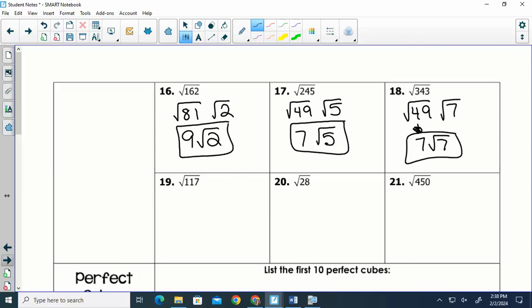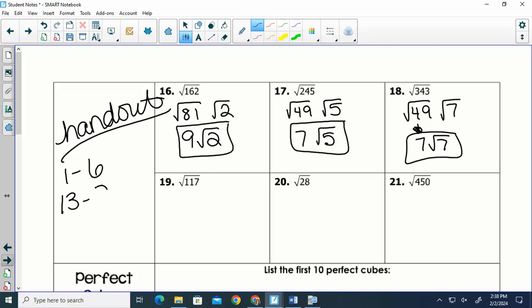All right. We're going to stop here for today. I have a handout, but you are not going to do all of it. So on this handout, you are going to do questions 1 through 6 and 13 through 24.